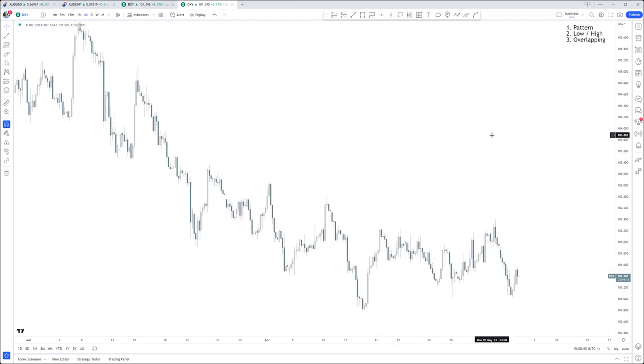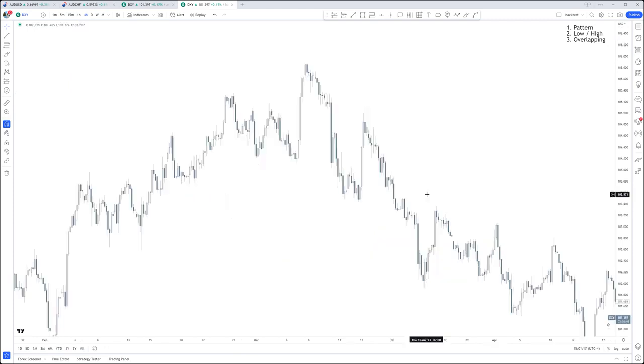So for a mitigation block, I have these few structured steps right here. The first one is pattern. The second one is a low/high. The third one is overlapping. Now, of course, the steps won't make any sense if you don't watch the videos, and that's the purpose of them. So if we take a look at the first step, it is pattern.